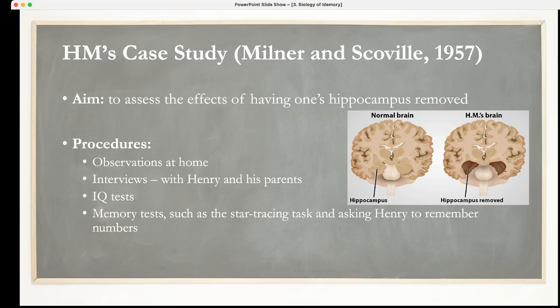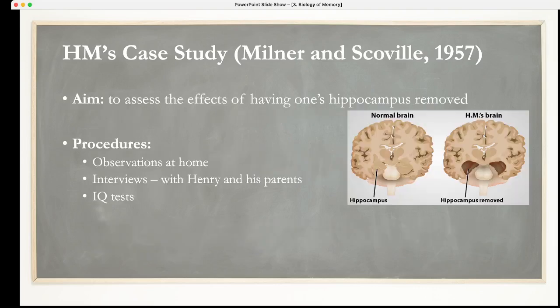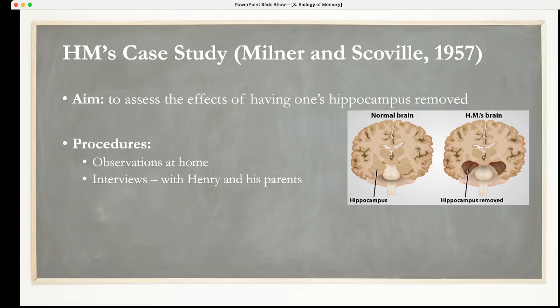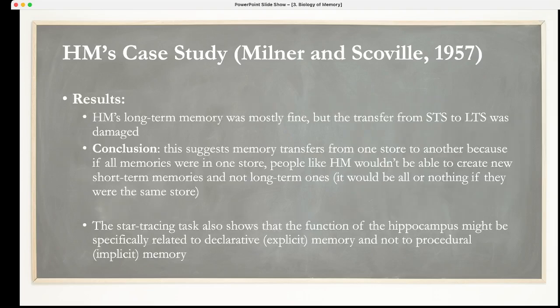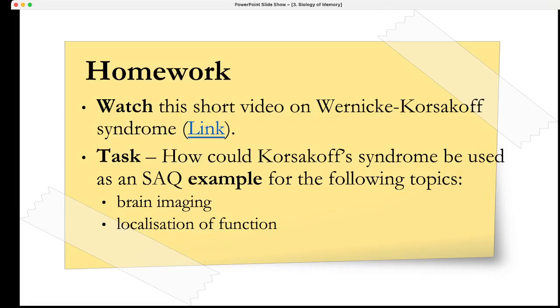Alright, bit of chalk talk about HM, and then the notes, all pretty straightforward. I feel like I might have missed something there with this. No, yeah. Anyway, so if they can know HM and know the function of the hippocampus, then that is great. Kind of interesting, Wernicke-Korsakoff syndrome or Korsakoff syndrome, to do with how alcohol damages the brain and then causes memory problems. They could do a SAQ on this.